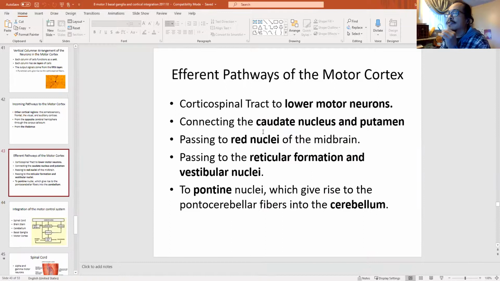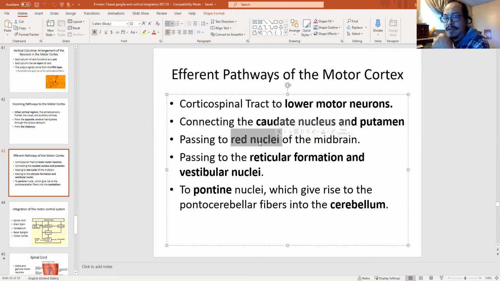Then it will also send signals to the red nuclei. This one is related to the rubrospinal tract, right? This one provides a supplementary circuit for any fine movement. Corticospinal tracts conduct the fine movement. Rubrospinal tracts are kind of parallel with the corticospinal tracts. These two are two of the four supraspinal tracts that we talked about earlier.